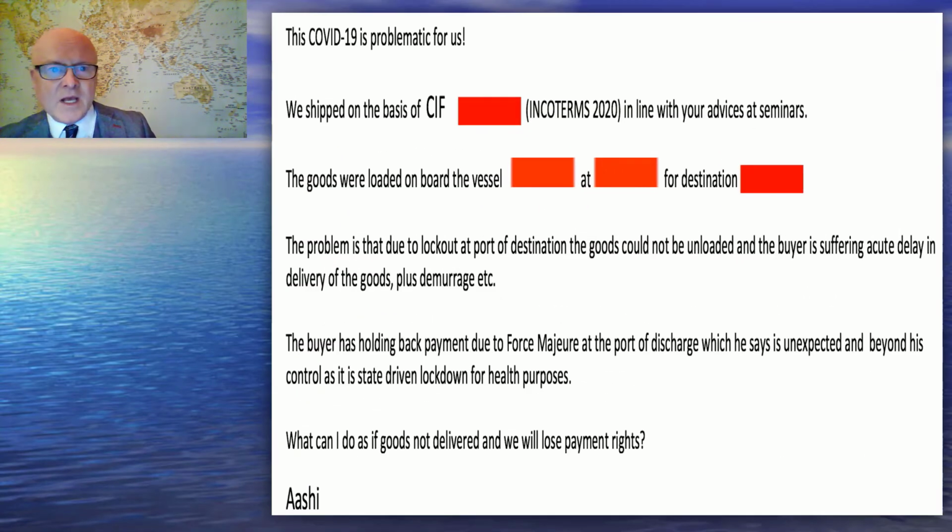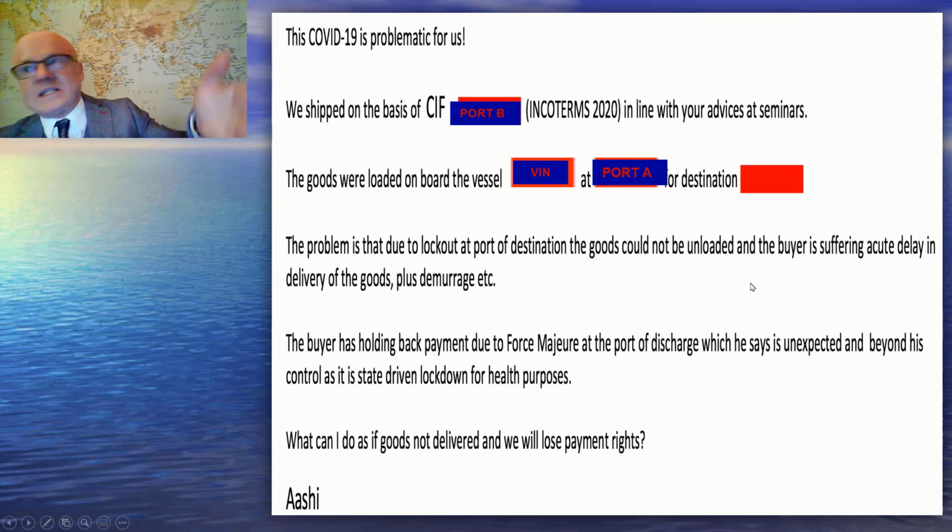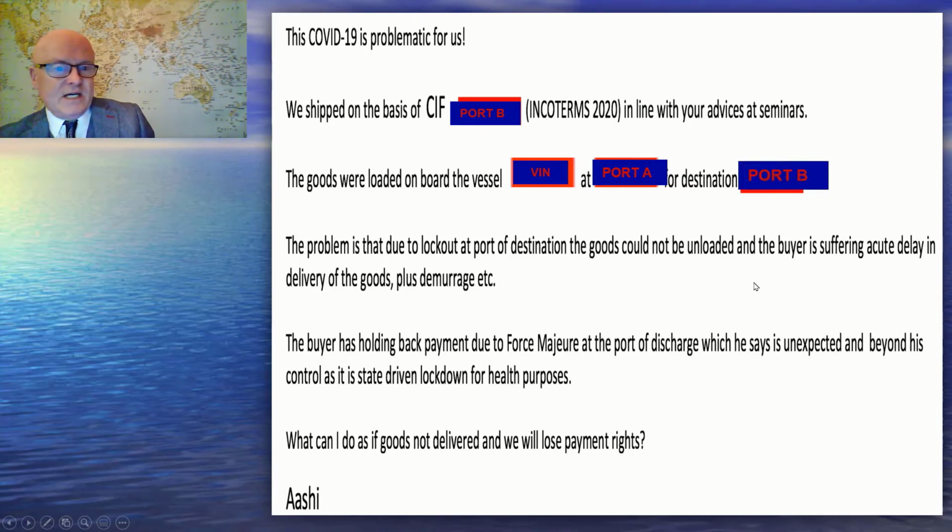I think we agree. We shipped goods on the basis of CIF, port B, port of destination. Port A, port of loading. Port B, port of destination. Incoterms 2020. The goods were loaded on board the vessel, the ship, and we'll call the vessel Vin, because Vin is short and short is good. At the port of shipment, port A, goods shipped on board for shipment to the destination port, port B. Sounds normal, sounds simple, sounds clear.